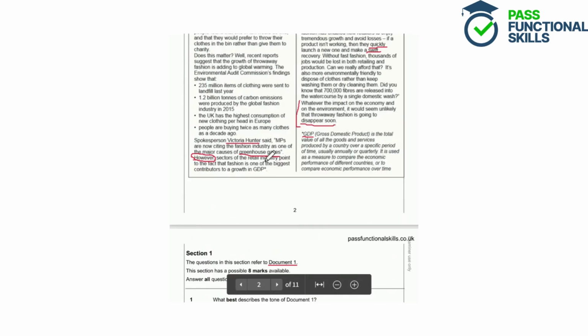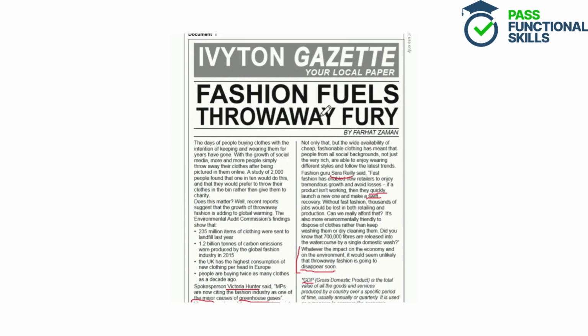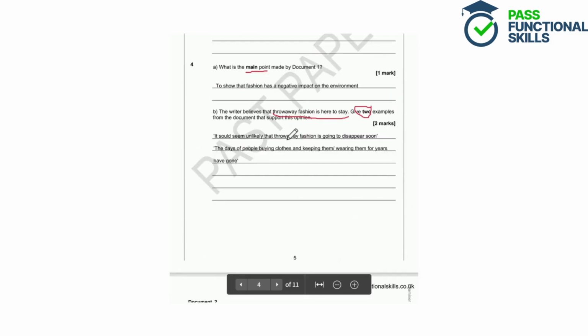So if we look up in the source, we can see that that is right at the start here. So the days of people buying clothes with the intention of keeping and wearing them for years have gone. So that implies that fast fashion is here to stay, and it's unlikely that people are going to go back to buying and wearing clothes for years and years. So both of those quotes show that the writer believes that throwaway fashion is here to stay, and we've got 2 examples to get the 2 marks.